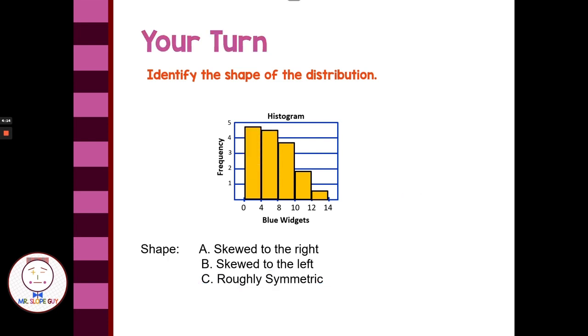How about this one? Identify the shape of the distribution. Is it skewed to the right, skewed to the left, or roughly symmetric? And we're looking for where that tail is. All right, if I'm looking for the tail, it's coming this way, getting lesser and lesser that way. So we would say this is skewed to the right.